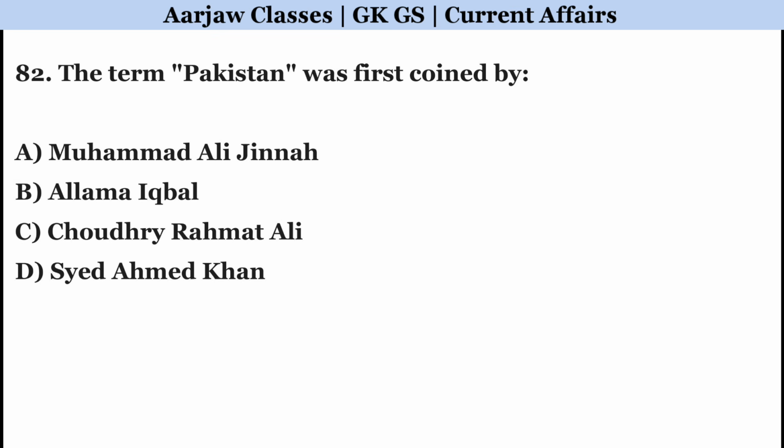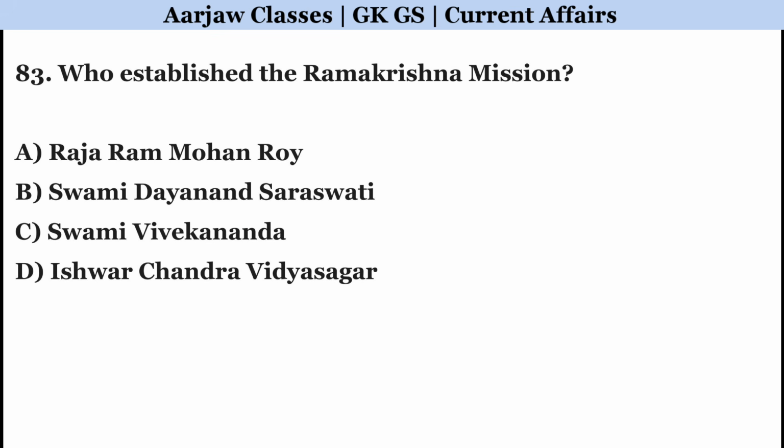The term Pakistan was first coined by. Correct option is C. Chaudhry Rahmat Ali. Who established the Ramakrishna Mission? Correct option is C. Swami Vivekananda.